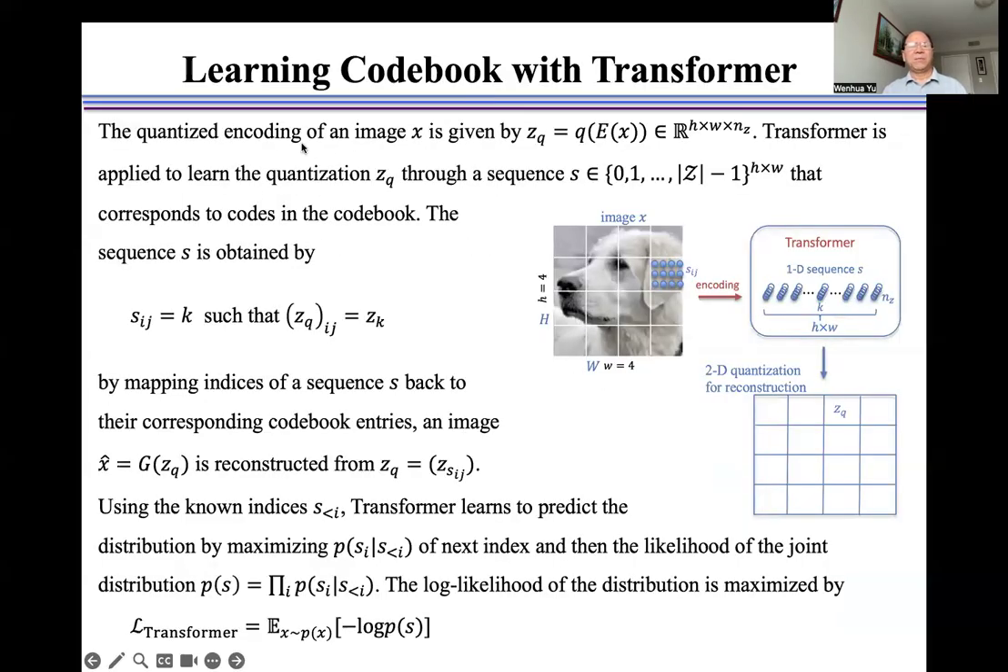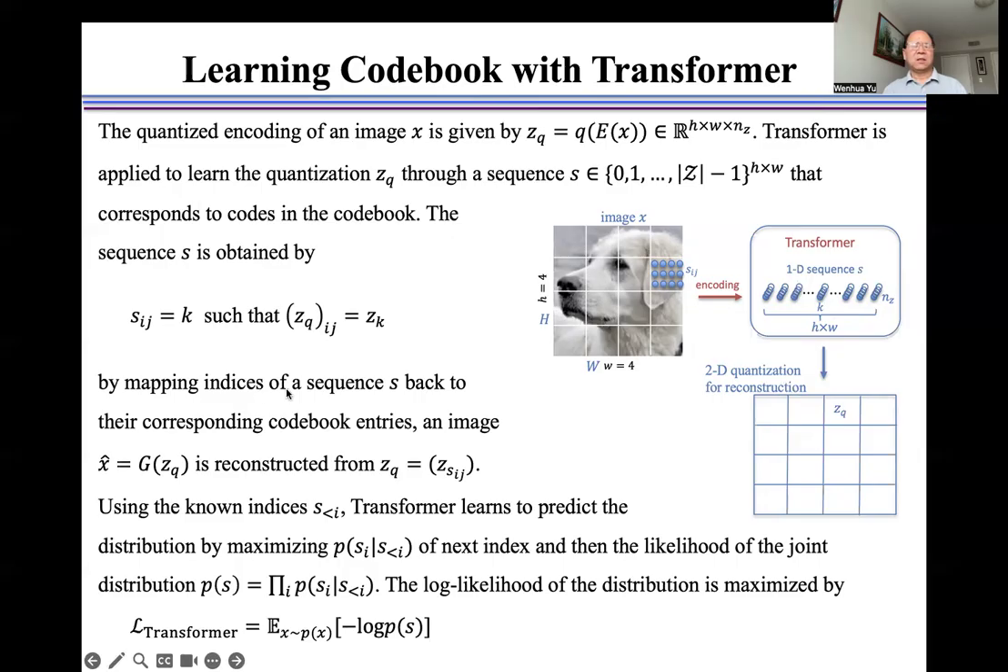The encoding of image X is given by ZQ. Transformer is applied to learn the quantization ZQ through a sequence S as shown here, that corresponds to the codes in the codebook. The sequence S is obtained by using this equation as shown here. This input image, this one region S-ij, and this transformer is used to learn the 1D sequence S, and then the 1D sequence S is mapped to a 2D quantization for reconstruction.